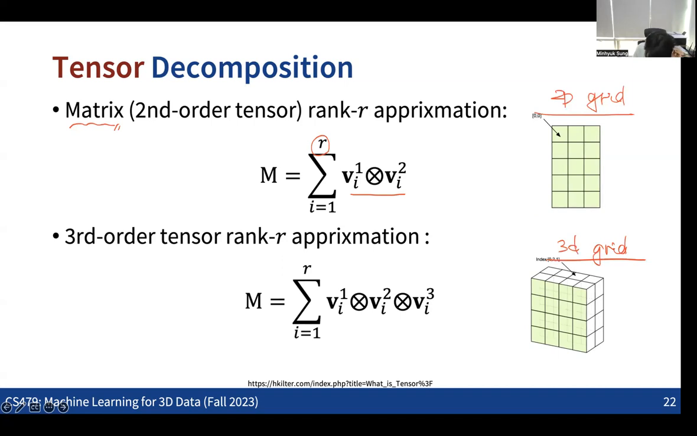Now we are taking the outer products of these three vectors like this. Once we take the outer product of these three vectors, if we have R of these outer products, then that can be a rank-R approximation of the given tensor. So that's basically what we are going to do.